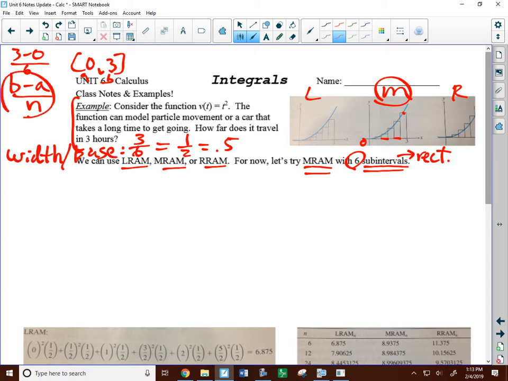This formula will always work. Sometimes students don't remember that, they just want to say, oh, it's 3 divided by 6. Okay, so that's the setup. We got the base, and we just need the heights of the rectangles. Good so far?